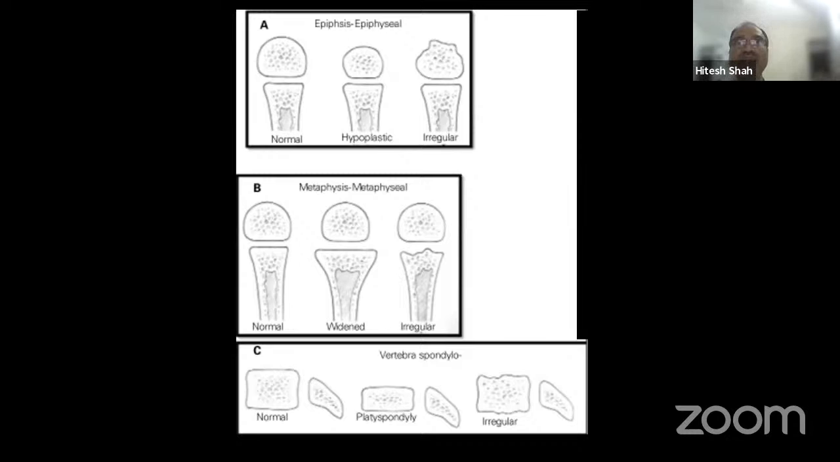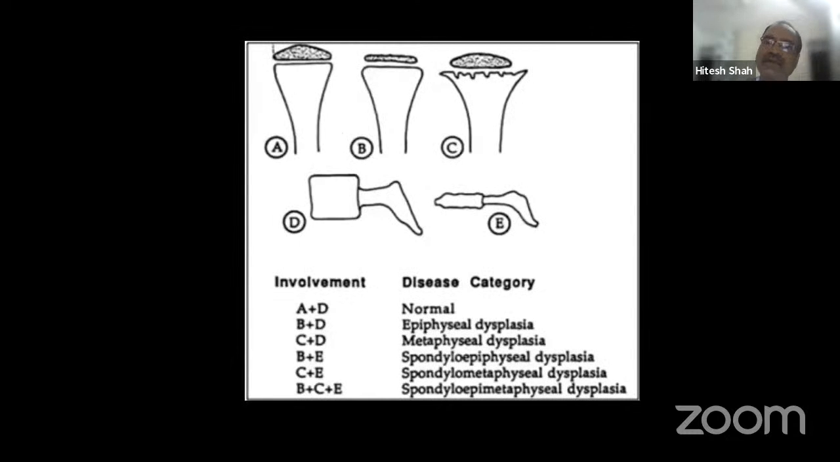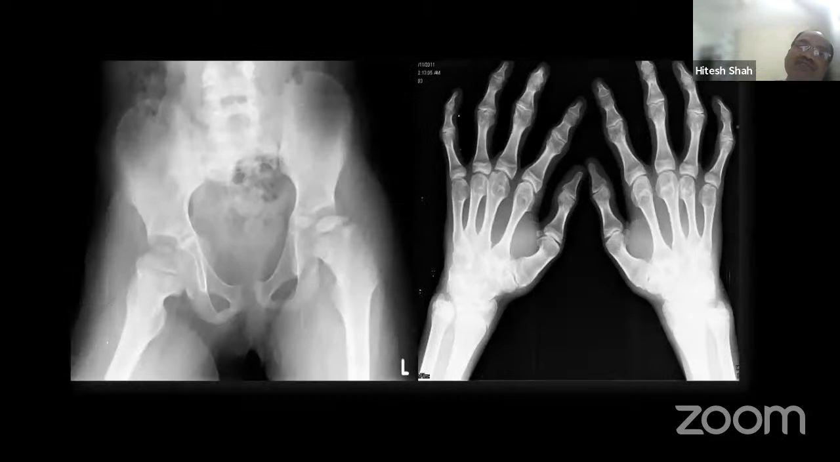Then for the spine, whenever the height of the vertebra is decreased, it is platyspondyly, whether it is normal or irregular in shape. So in combination, normal spine and normal limb, whether it is normal or not; if it involves the spine and epiphysis, it is spondyloepiphyseal dysplasia; if a combination of the spine and metaphysis, it is spondylometaphyseal dysplasia; or a combination of epiphyseal and metaphyseal changes with platyspondyly, we can say spondyloepimetaphyseal dysplasia. These are very important slides to understand what type of dysplasia we are dealing with.